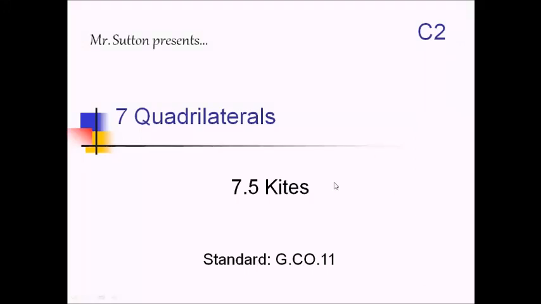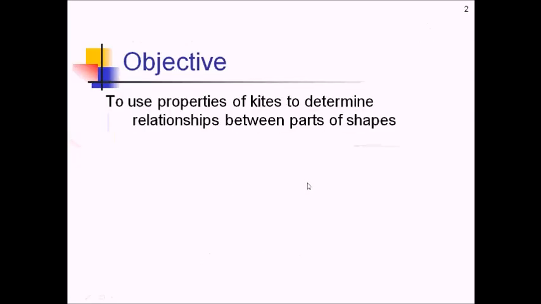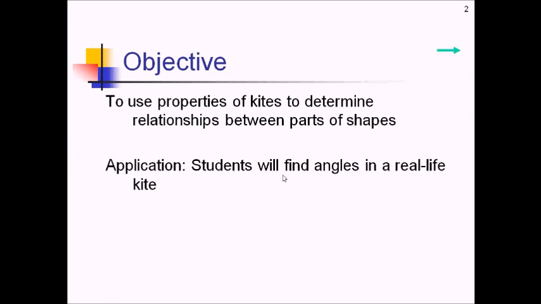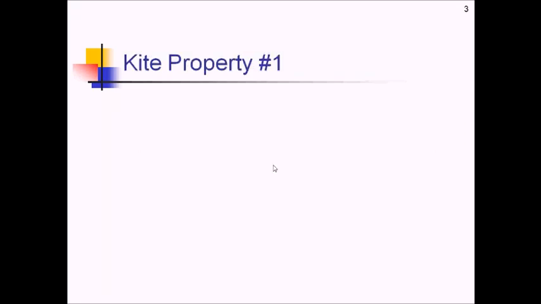This is the last one we'll be looking at, kites. We'll be using these properties to figure out all the sides and angles in kites. And as a little real-life bonus, we'll figure out some angles in a real-life kite. We're going to go through some properties of kites now.